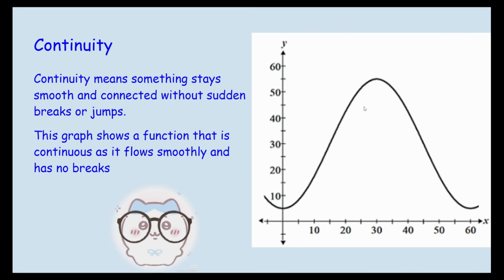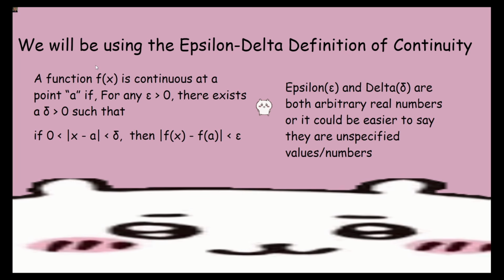Now, a strong definition will be the epsilon delta definition of continuity, which states a function f is continuous at a point a if for any epsilon greater than 0, there exists a delta greater than 0, such that if the absolute value of x minus a is less than delta, then the absolute value of f of x minus f of a is less than epsilon.